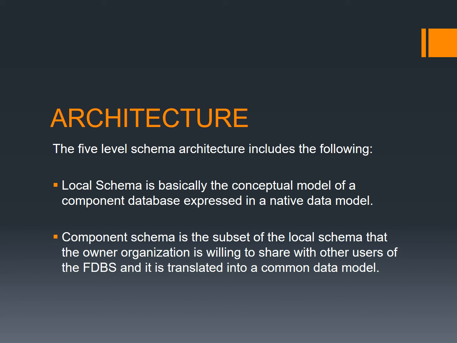Architecture. The 5-level schema architecture includes the following. Local schema is basically the conceptual model of a component database expressed in a native data model. Component schema is the subset of the local schema that the owner organization is willing to share with other users of the FDBS, and it is translated into a common data model.